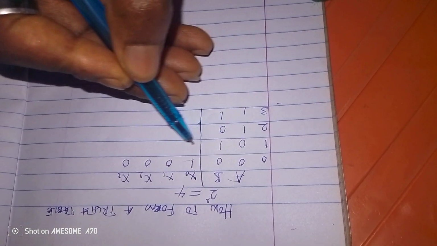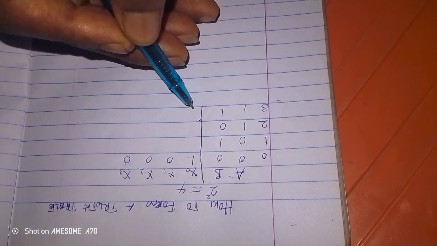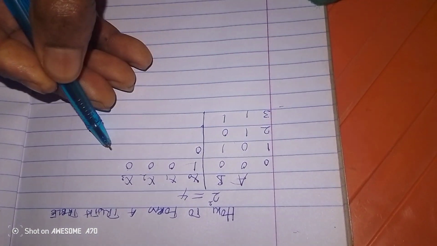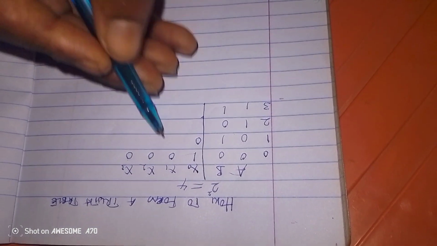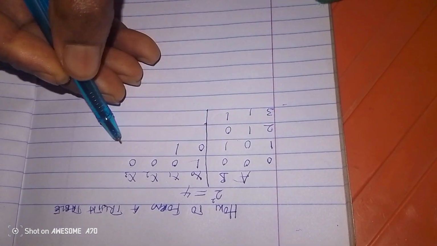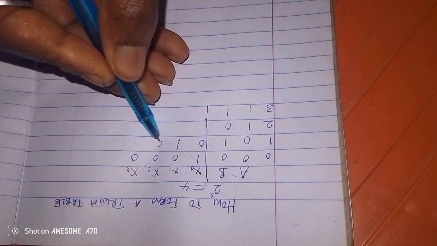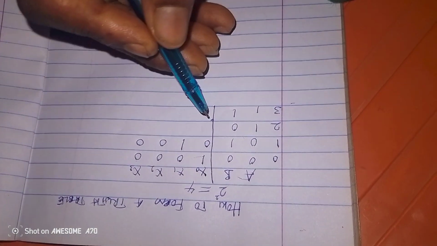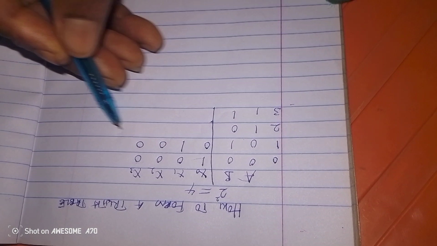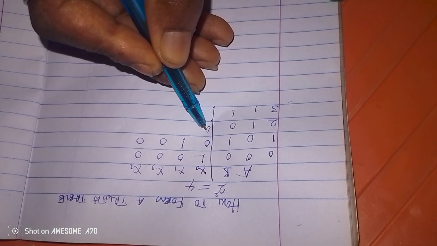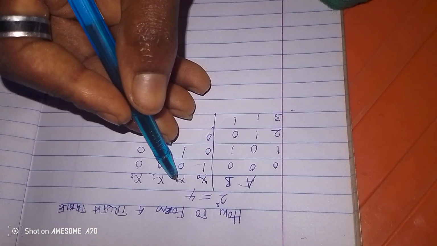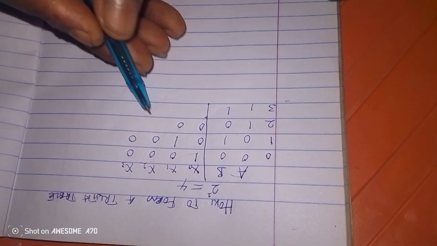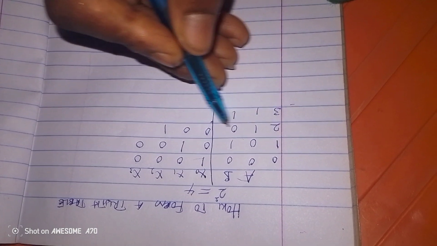Moving on to row 1 now. Column 0, does it tally? No, we give it a 0. Row 1, column 1, does it tally? Yes. Row 1, column 2, does it tally? No. Row 1, column 3? No. Row 2, column 0? No. Row 2, column 1? No. Row 2, column 2? Yes. Row 2, column 3? No.